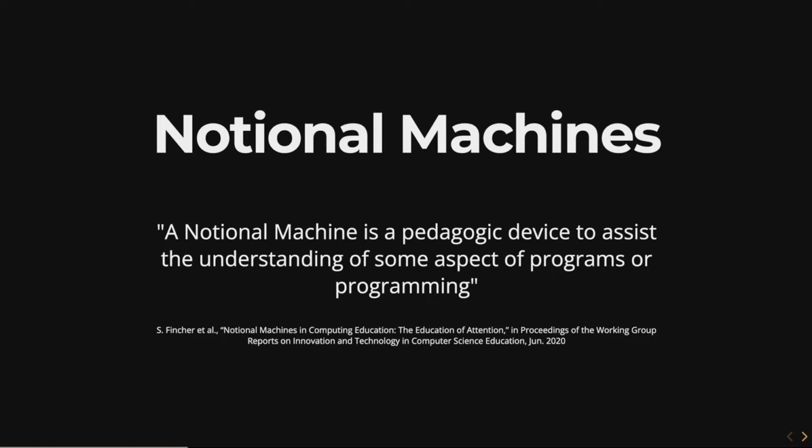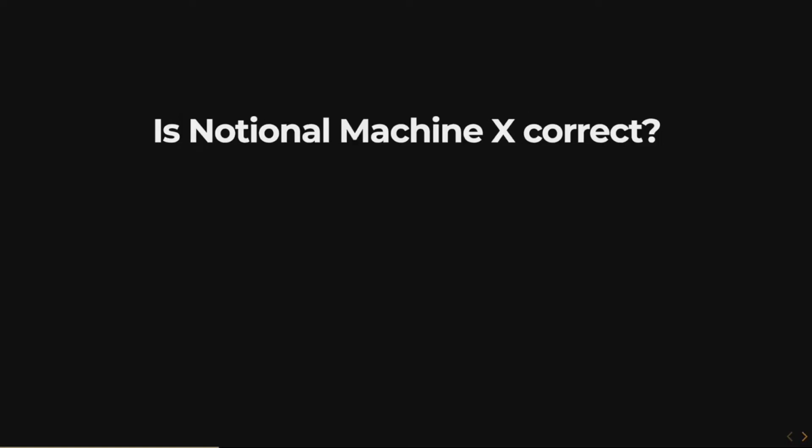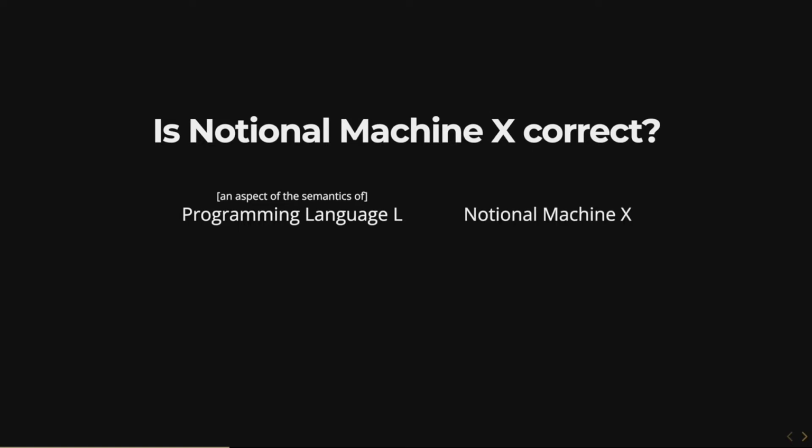But really, the question then is whether a given notional machine is correct, meaning that if you're using it to represent a certain aspect of a program, how do you know it's actually representing the thing that you want to represent? So you have some programming language L, more specifically an aspect of this language that you're focusing on. And then you have some notional machine X, and you want some kind of correctness argument there. I'm making up this funny symbol here, a tilde with a question mark, a kind of relationship between them.